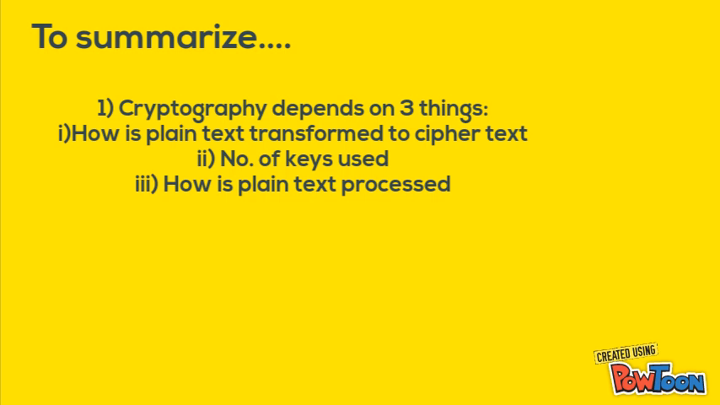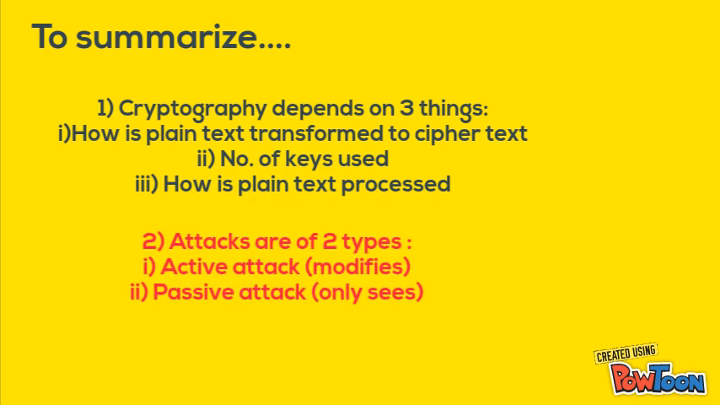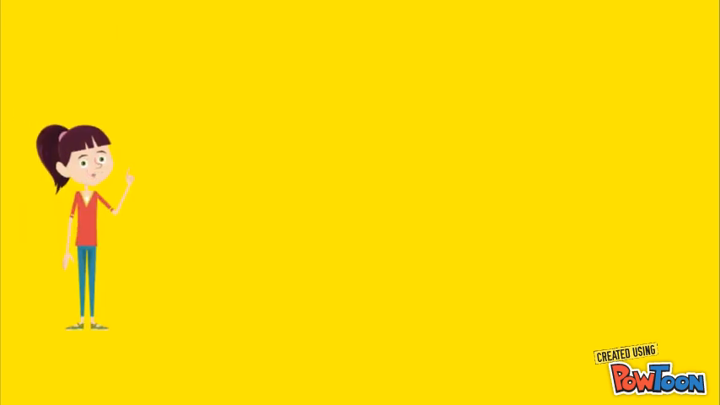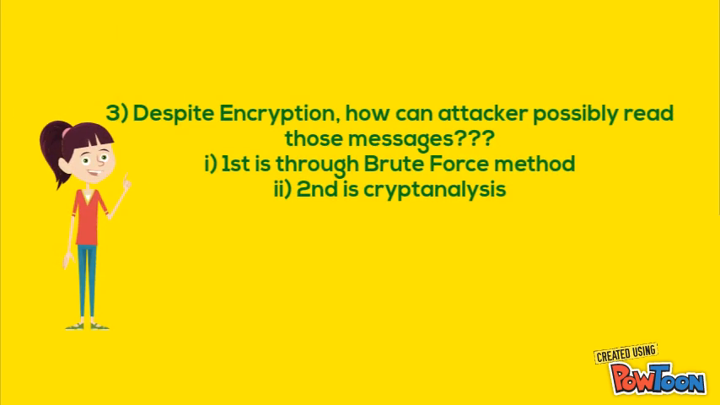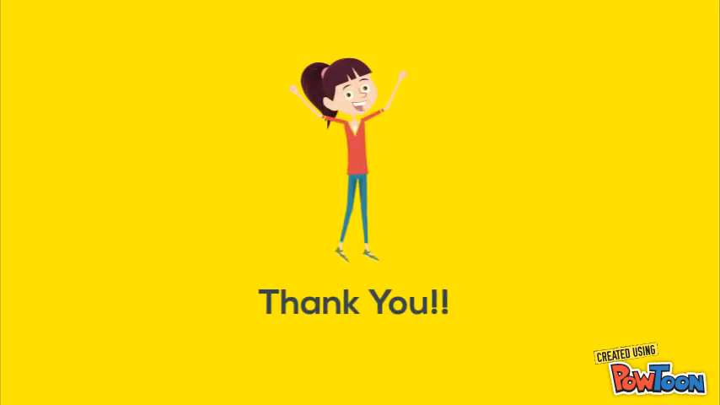Secondly, attacks are of 2 types. One is the active attack, second is the passive attack. Thirdly, despite encryption, how can attacker possibly read those messages? One is through brute force attack, and number 2 is through cryptanalysis.